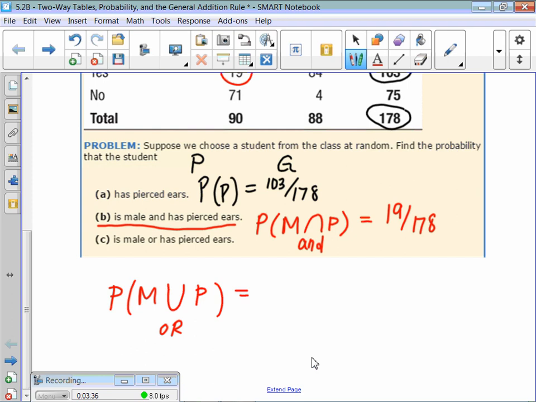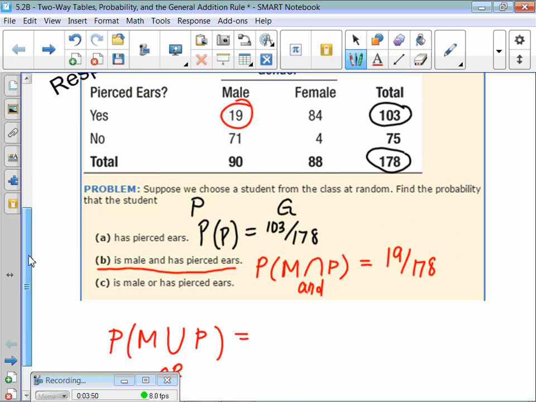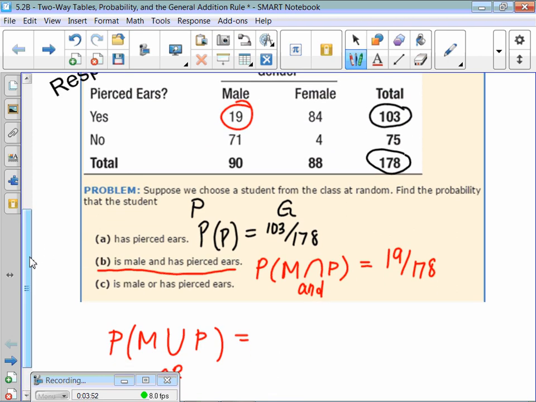So first we're going to add up the probability that you are a male plus the probability that you have pierced ears, and then we have to subtract the overlap. So the probability that any given person here is male. How many total males do we have? We have 90. All right, so there's 90 out of 178 who are male. We are adding that, because or means add, to the number of people with pierced ears. How many people total have pierced ears in this group that we surveyed? 103 out of 178.